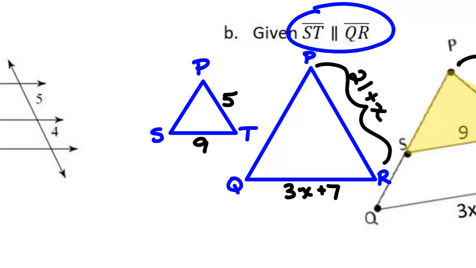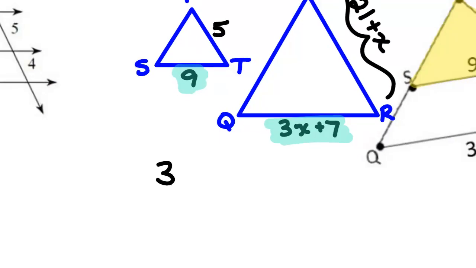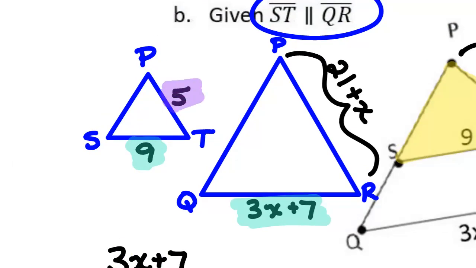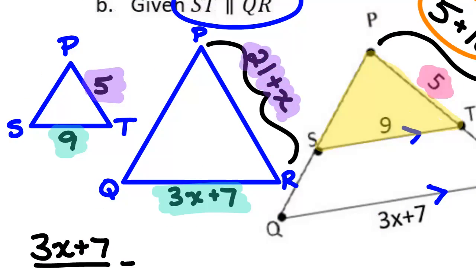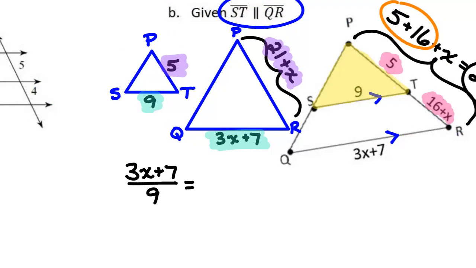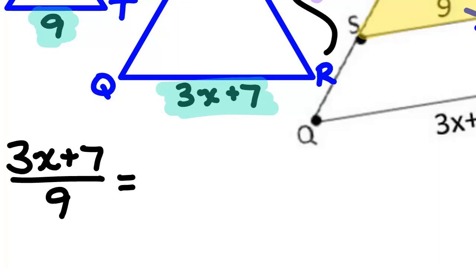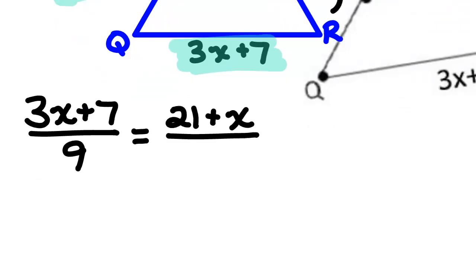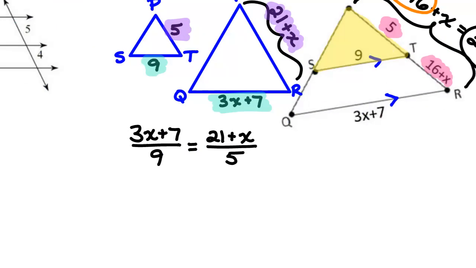Remember, we want to match up corresponding pieces, corresponding sides. So 9 and 3x plus 7 would make a fraction together. It does not matter which one I put on top. So I'm going to put 3x plus 7 on the top here, over 9. And then my other fraction is going to have the 5 and the 21 plus x. Those are corresponding sides. Since I put 3x plus 7 on the top of the first fraction, and that came from the big triangle, 21 plus x has to go on the top of the second fraction because it also comes from the big triangle. So 21 plus x over 5.